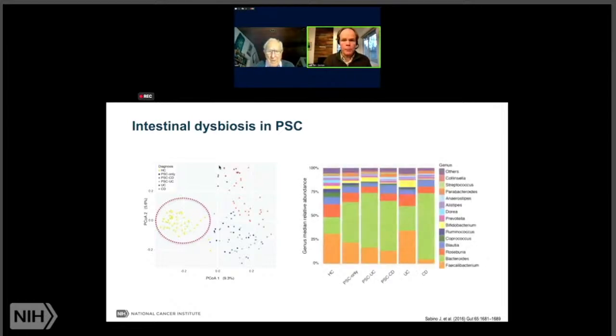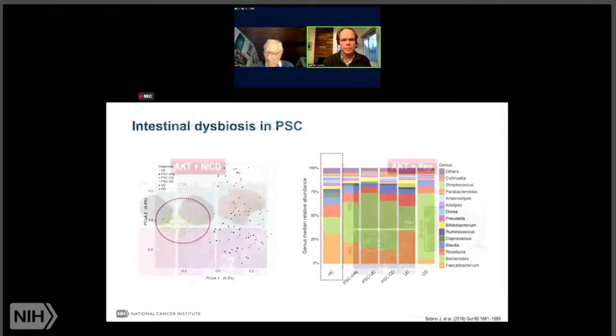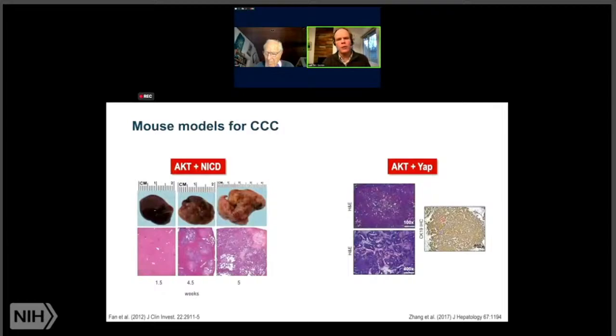And here you can see the more detailed description of the commensal bacteria in these individuals. The important thing to remember here is that apparently a disease in the liver can cause dysbiosis and changes in the composition of the gut bacteria. So we decided again to bring this into mouse models where we can study this in more detail.